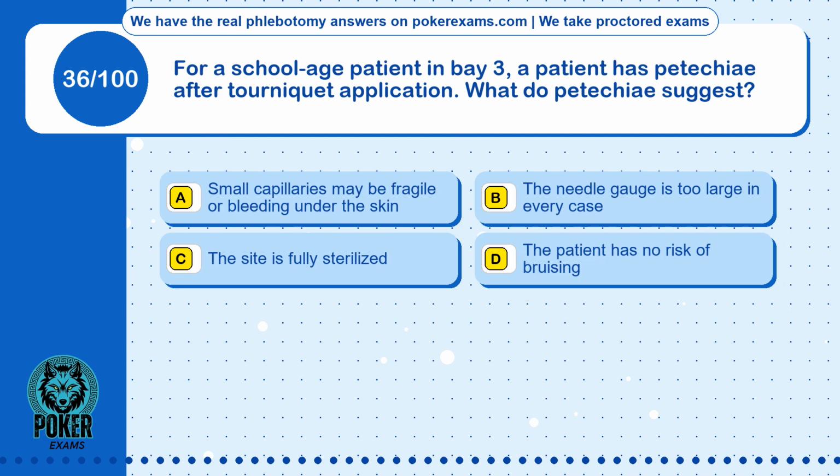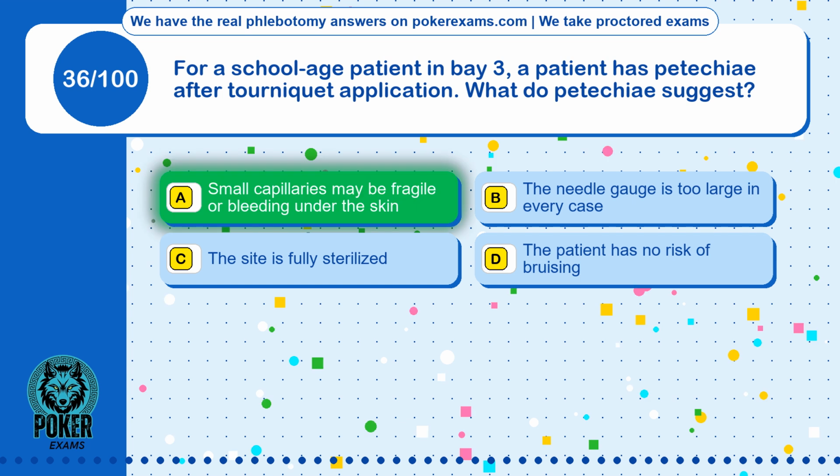Question 36. For a school-age patient in Bay 3, a patient has petechiae after tourniquet application. What do petechiae suggest? Option A. Small capillaries may be fragile or bleeding under the skin. Option B. The needle gauge is too large in every case. Option C. The site is fully sterilized. Option D. The patient has no risk of bruising.